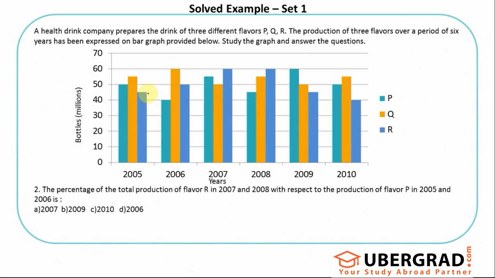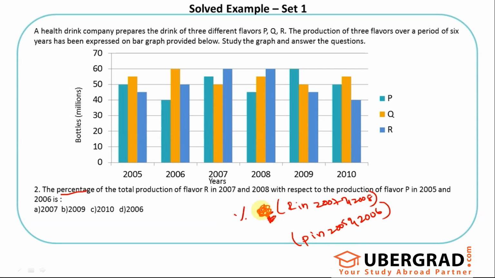The second question: the percentage of the total production of flavor R in 2007 and 2008 with respect to production of flavor P in 2005 and 2006 is. So this is asking us to find the percentage of total production of R in 2007 and 2008 with respect to production of flavor P in 2005 and 2006. See, here it's a bit complex.